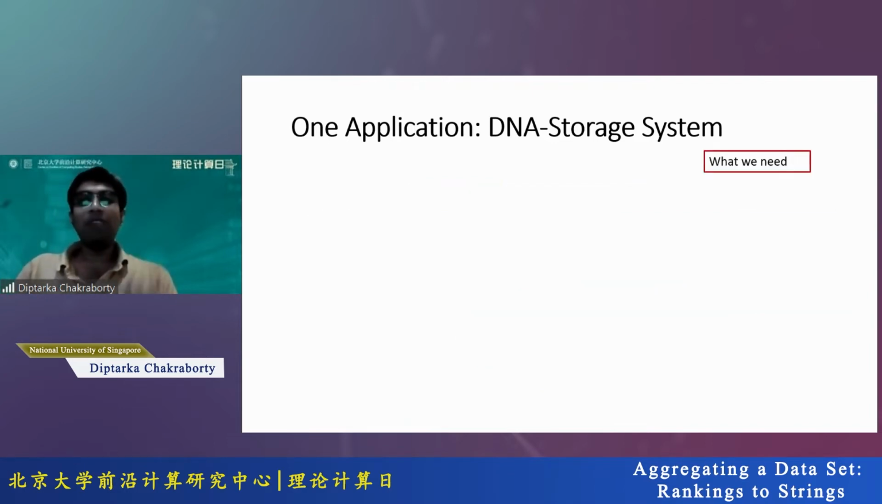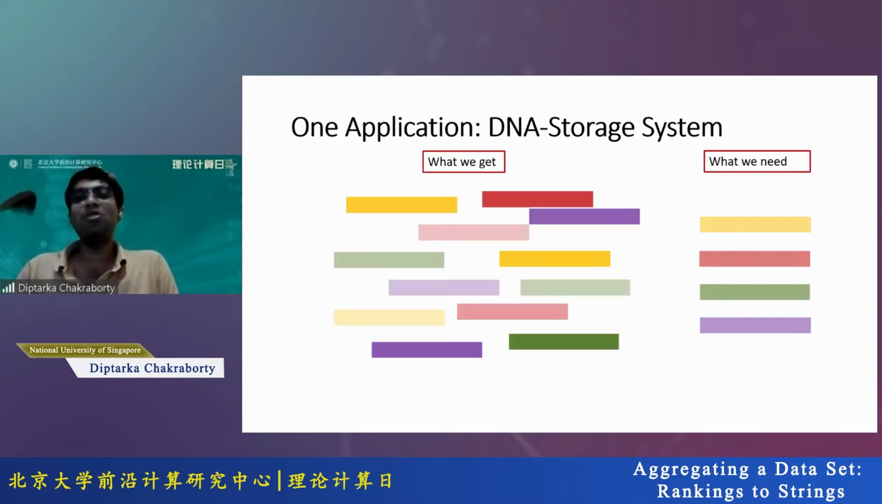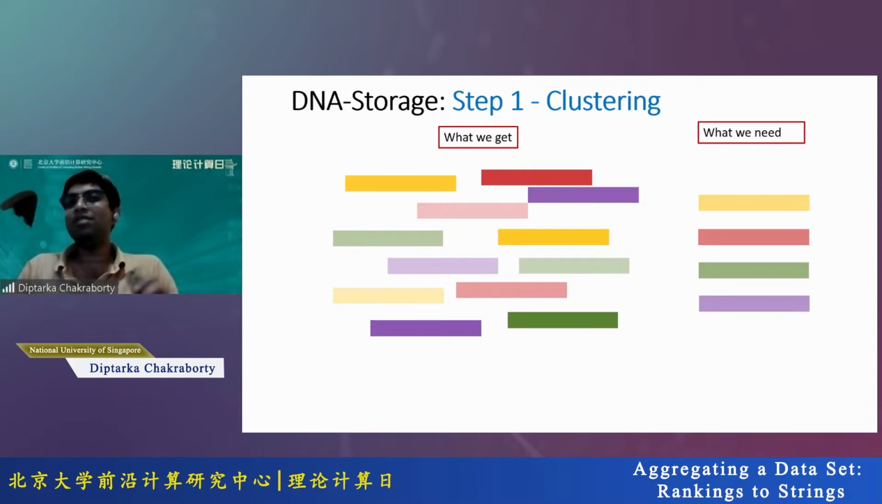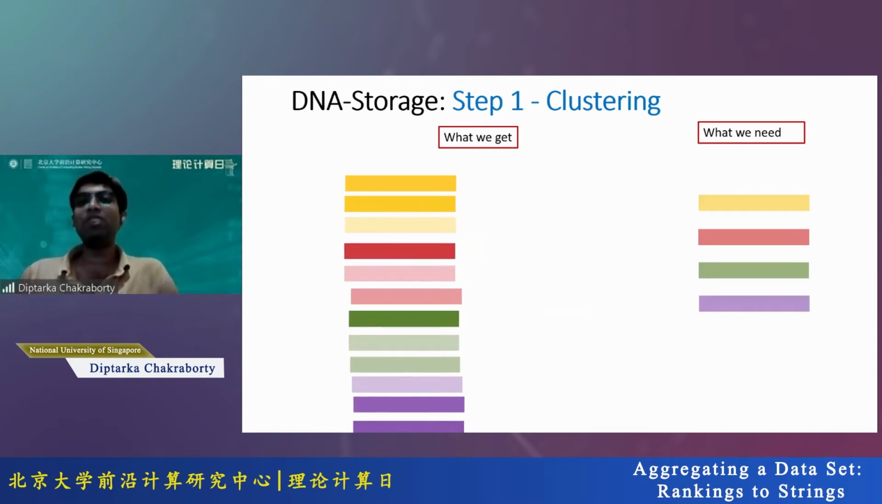Okay, so what we basically need, if you recall, for the retrieval part, is to retrieve all these chunks. But what we get is basically a collection of noisy copies of all these chunks. So the first task is clustering. Let's first try to at least cluster these noisy copies so that each cluster represents one particular chunk. So this is the first step.